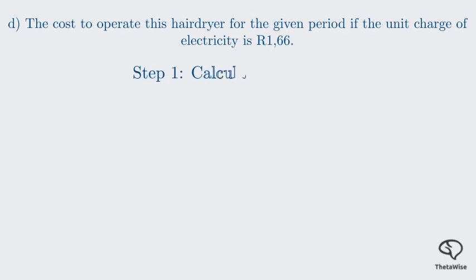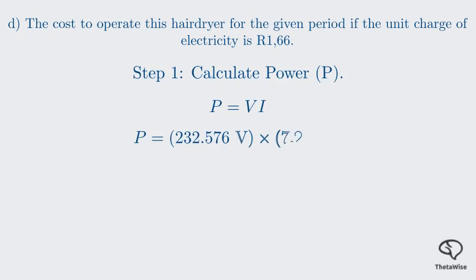We're in the home stretch of our hairdryer example. For our final calculation, Part D asks for the cost to operate the hairdryer for this 17-minute period, given a unit charge of R1.66. To find the cost, we need to know 2 things: the power of the hairdryer in kilowatts and the time it was used in hours. First, let's calculate the power. We can use the power formula P equals V times I. Plugging in our calculated voltage and current gives us approximately 1690 watts.